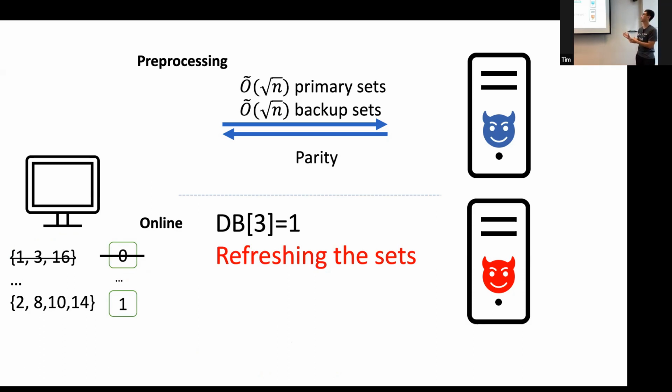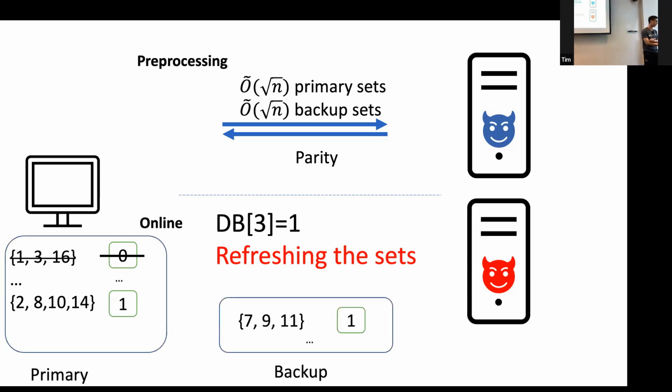To be able to do that, we slightly change our preprocessing phase so that we additionally query the parity for square root n backup sets. After we store all the backup sets in the local storage, it doesn't change the asymptotic behavior. And after we finish one query, we simply promote, just pick one from the backup sets to the primary set. Okay, and now we just call it a refresh.